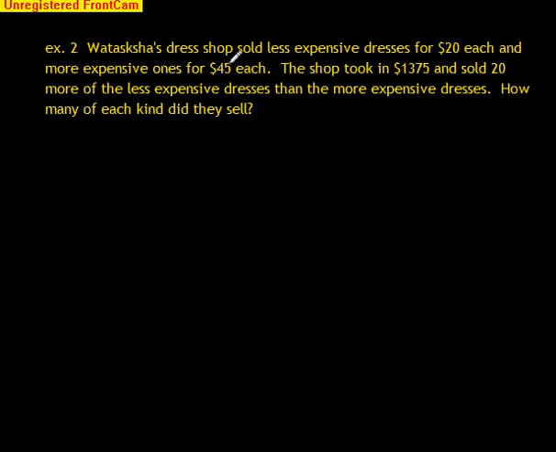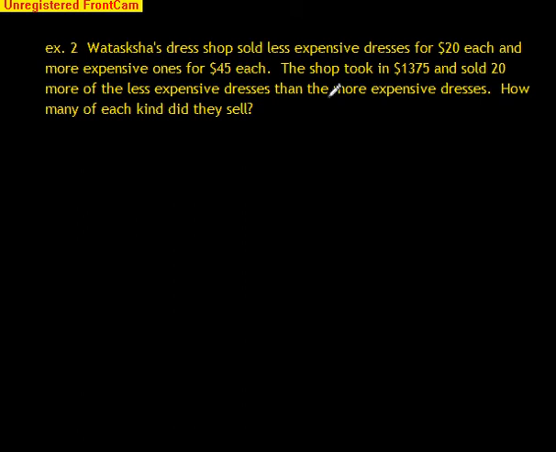Waukesha's dress shop sold less expensive dresses for $20 each and more expensive ones for $45 each. The shop took in $1,375 and sold 20 more of the less expensive dresses than the more expensive dresses. How many of each kind did they sell?